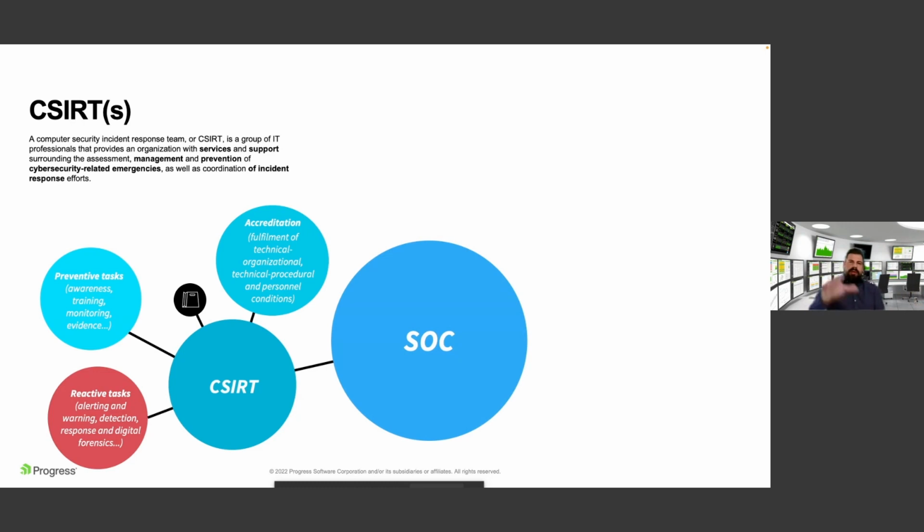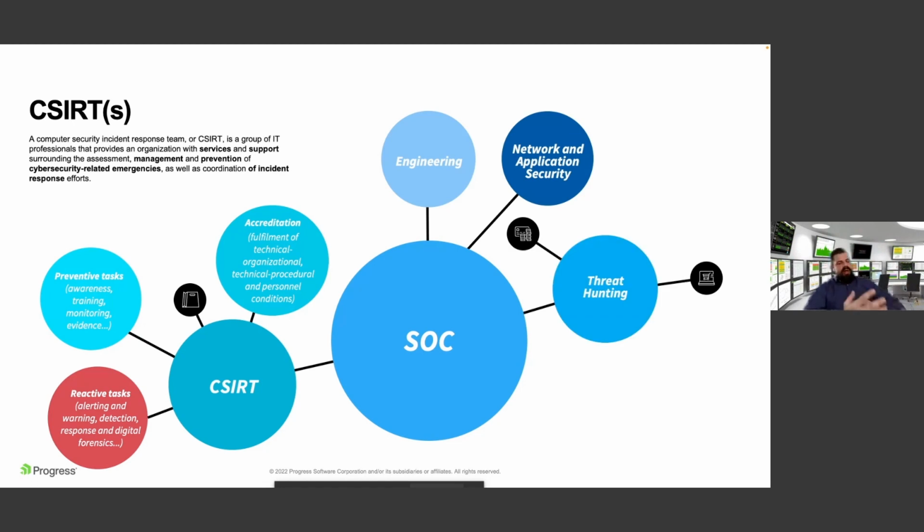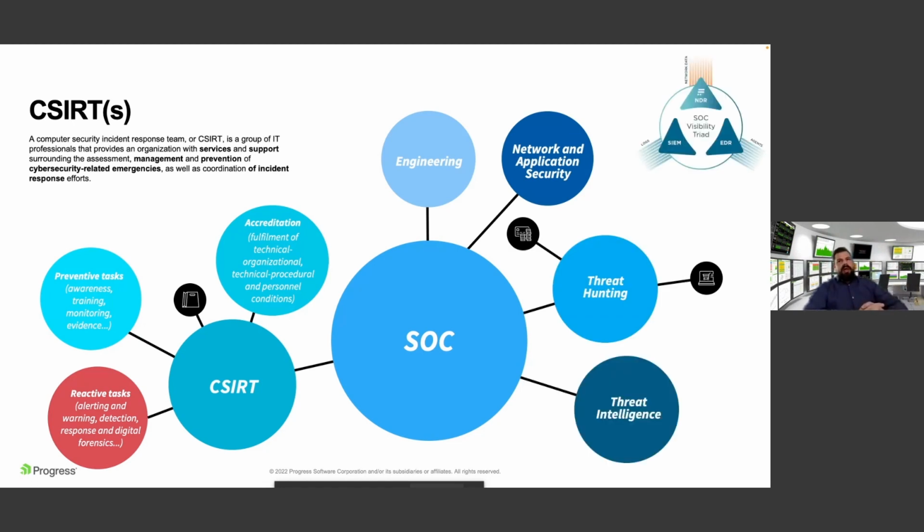And the CSIRT can be like a department in a security operations center, where the security operations center has more departments like engineering, network and application security, threat hunting, or threat intelligence. And if we look at the top right corner, the Security Operations Center Visibility Triad, the fundamental component is also the network detection and response.